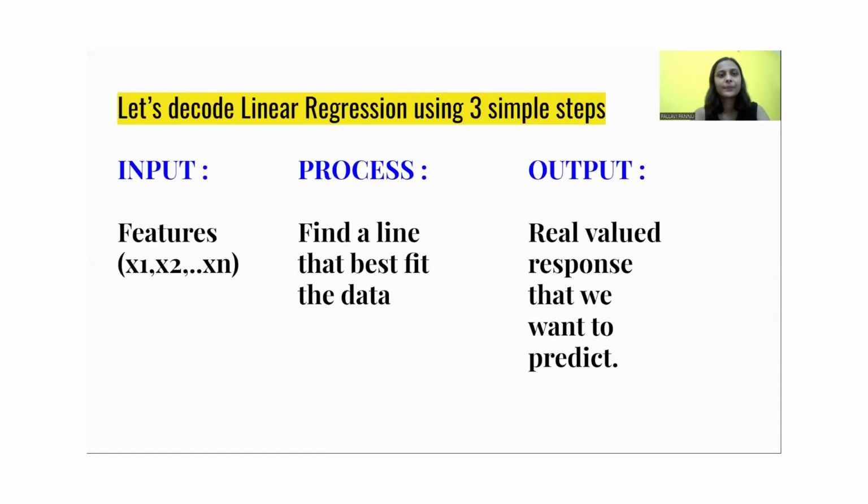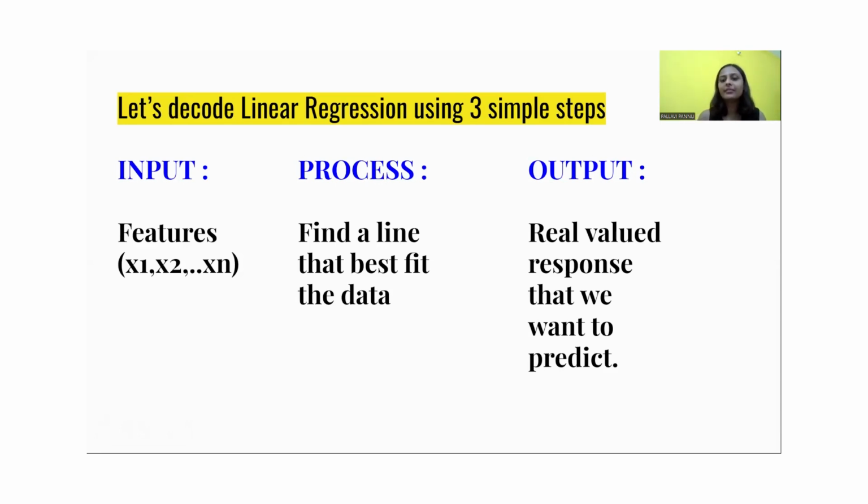So let's start. For learning anything, I follow one simple approach: what is the input I have, what I have to process, and what is the output. This is the basic three-step process that we follow. So let's decode linear regression using three simple steps. First, what is the input. The input can be your feature, and it's not necessary that it will be only one feature. It can be x1, x2, up to xn. Processing: we have to find a line that best fits the data.